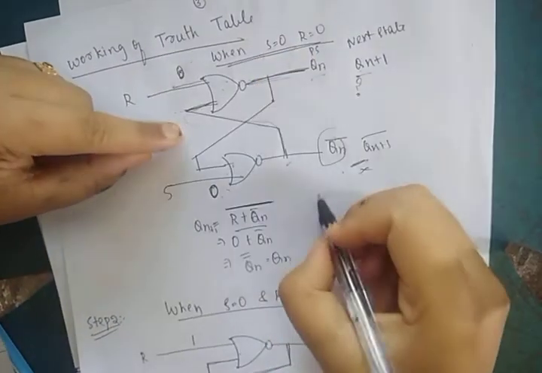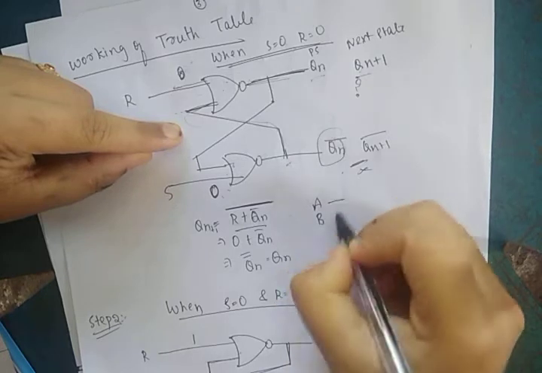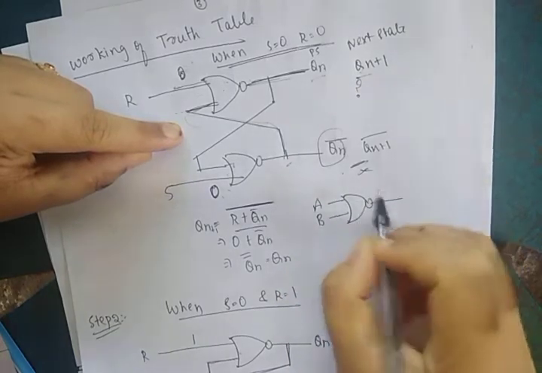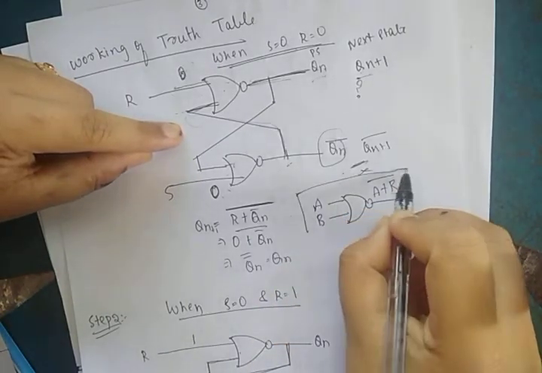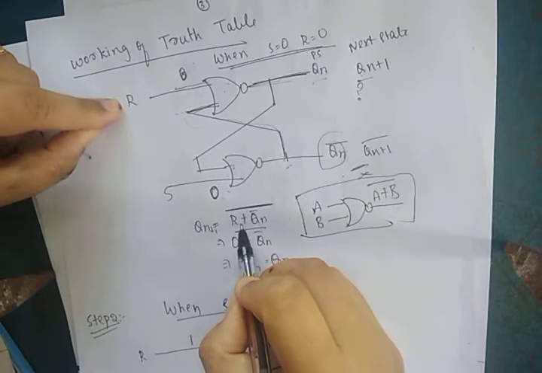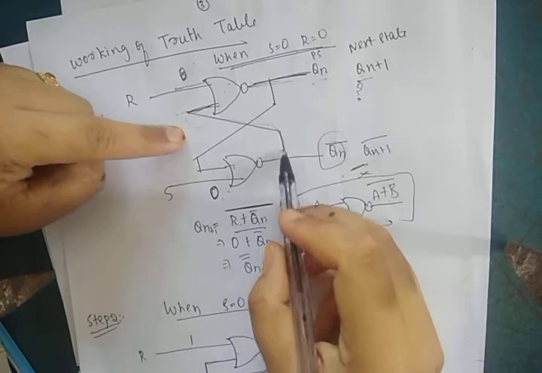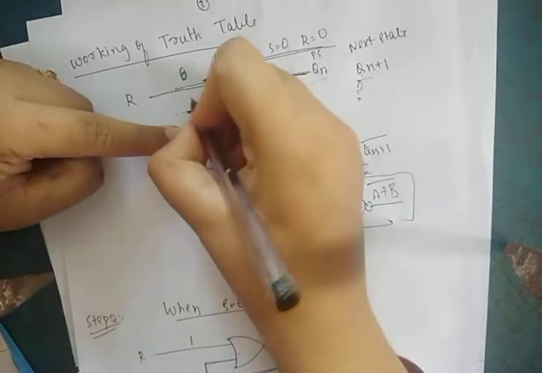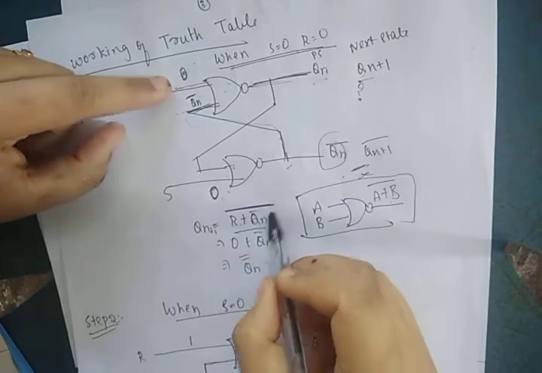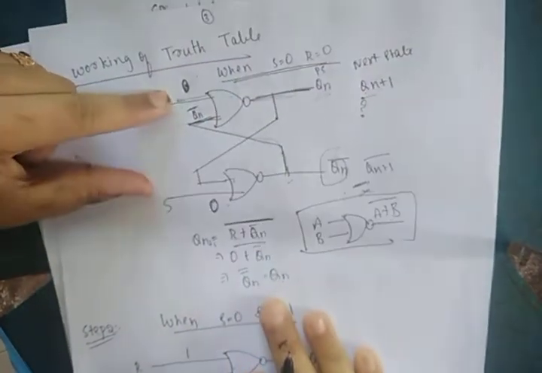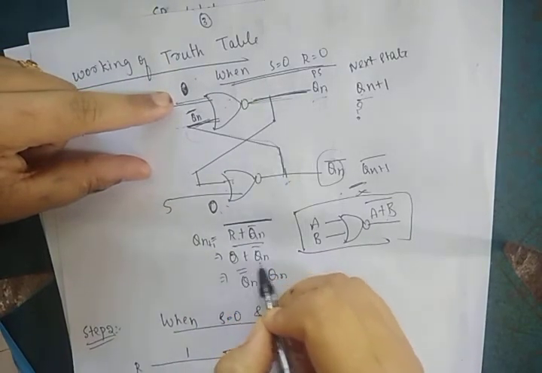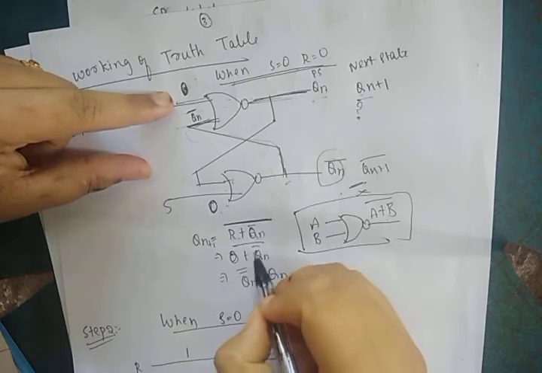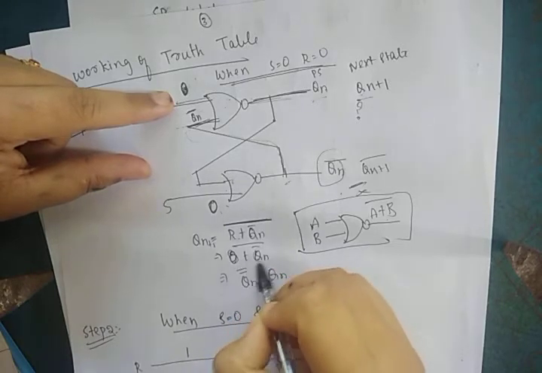Since it is a NOR gate, for example, if I have inputs A and B with a NOR gate, the answer is A plus B, whole bar. This is the NOR gate we have studied. What is A for us? R. What is B for us? It is Qn bar, the whole bar. Now R for us is 0, so I have R plus Qn bar. I don't have anything else, keep it as it is. So 0 plus Qn bar.